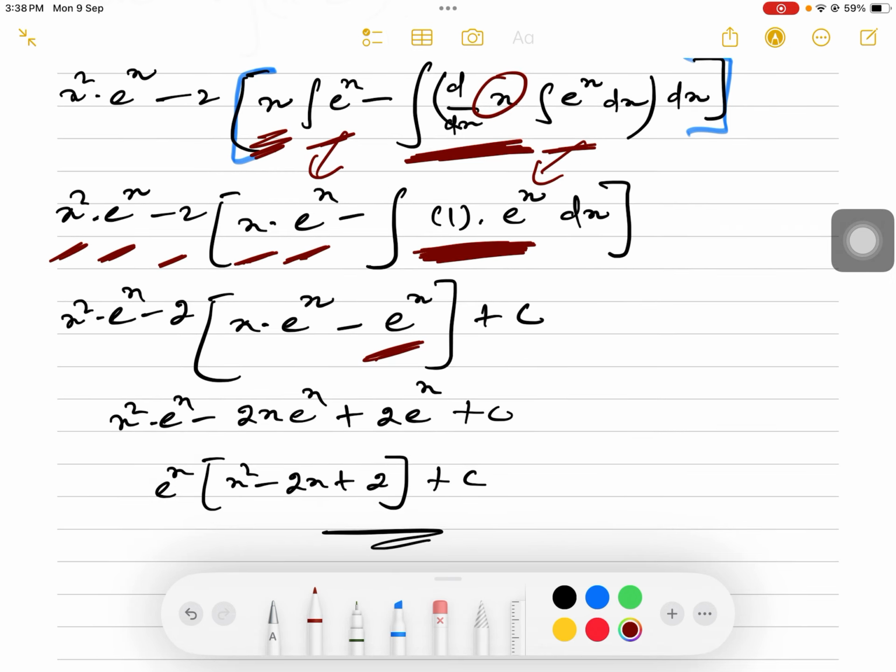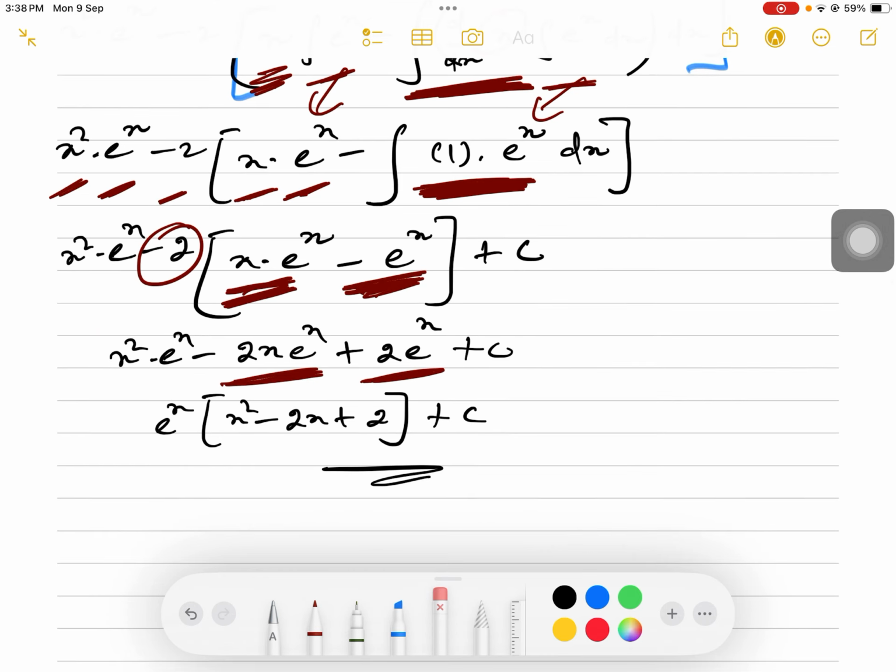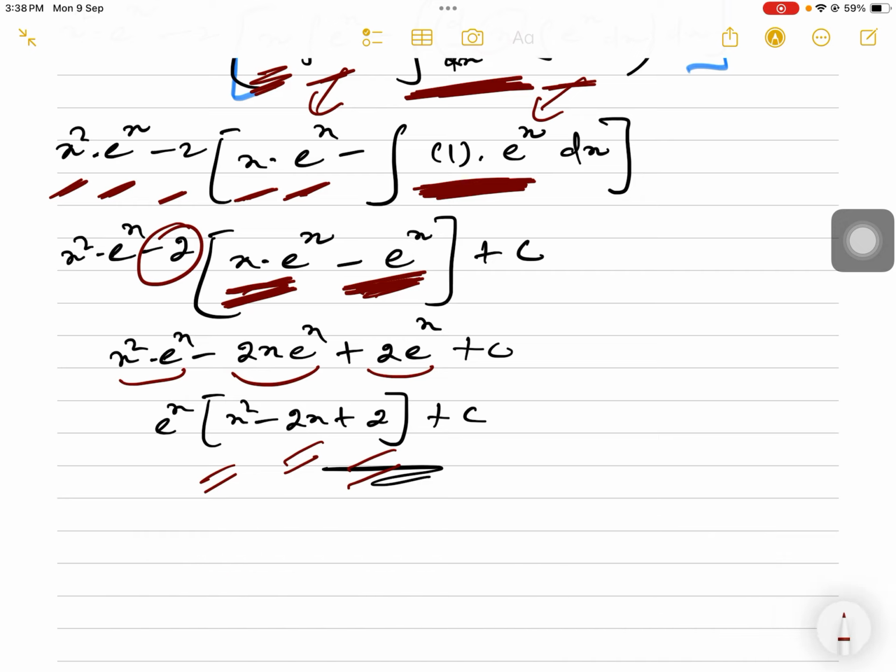So now next step, I multiplied this minus 2 by this term and this term. Minus 2 multiplied by x into e power x will be minus 2x e power x, then minus 2 multiplied by minus e power x will be plus 2 e power x. So there are three terms I have got. First term is this, second term is this, and third term is this. From these three terms, I have taken e power x common. So inside the bracket, x square is left from the first, minus 2x left from the second, and plus 2 left from the third term. So this is our final answer.